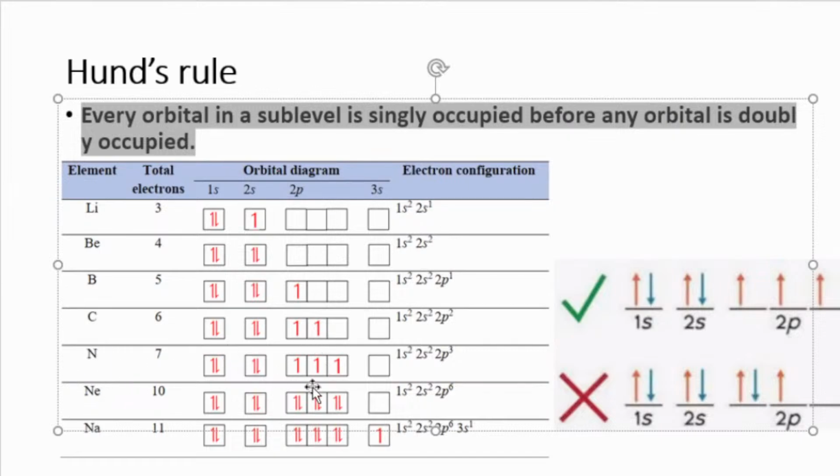Nitrogen also, in the P subshell, is filled singly occupied. Then oxygen has 8. This is wrong. In oxygen, we'll talk about it later. For neon, it is fully occupied.